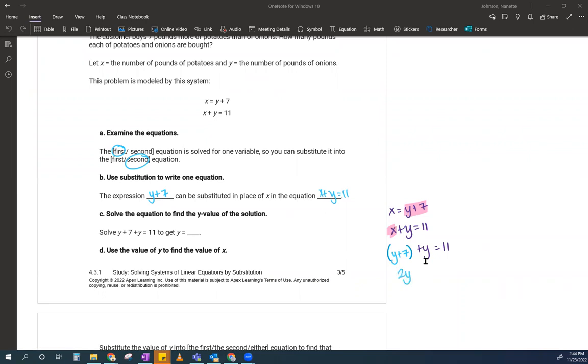And then you would use your SADMAP. You should already know you'll be subtracting 7 first. So you get 2Y equals 4. Therefore, Y equals 2. Very good.